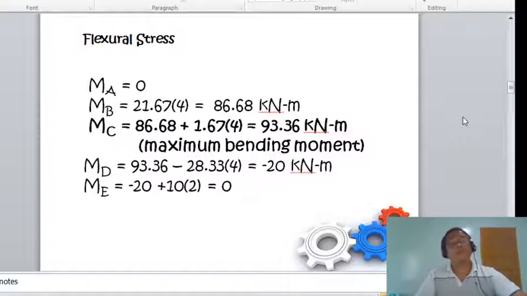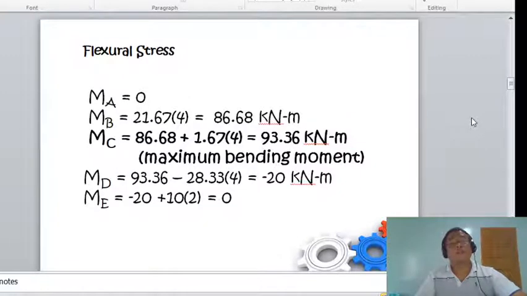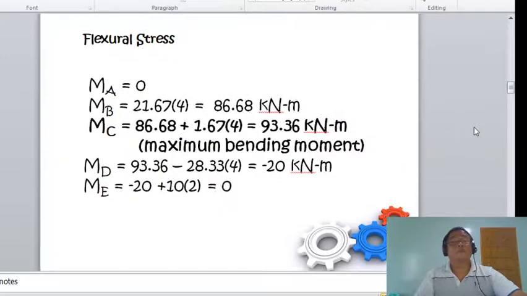So the moment at C is 86.68 plus 1.67 times 4, which equals 93.36 kilonewton meters. So the maximum bending moment is 93.36 kilonewton meters. The moment at D is negative 20, and at E it is equal to 0.